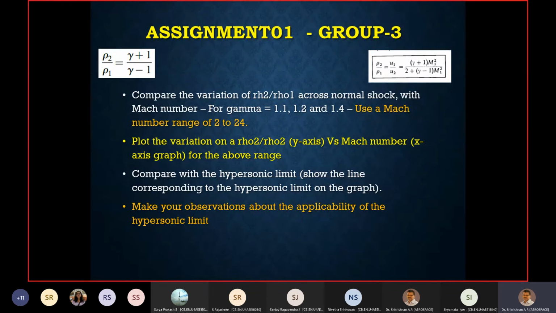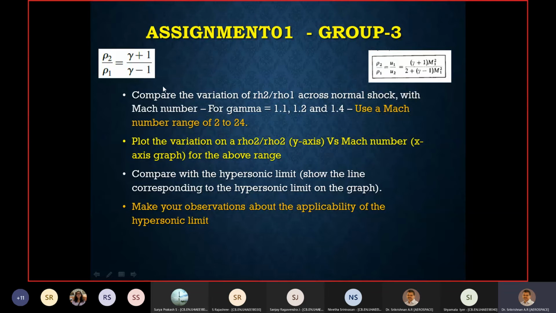Now, at the same time, on the right hand side, you have the rho 2 by rho 1 relation for a normal shock. Okay, this is from compressible flows. We didn't do the derivation here, but we know where it comes from. So rho 2 by rho 1 is a function of the upstream Mach number: gamma plus 1 M1 square divided by 2 plus gamma minus 1 M1 square.